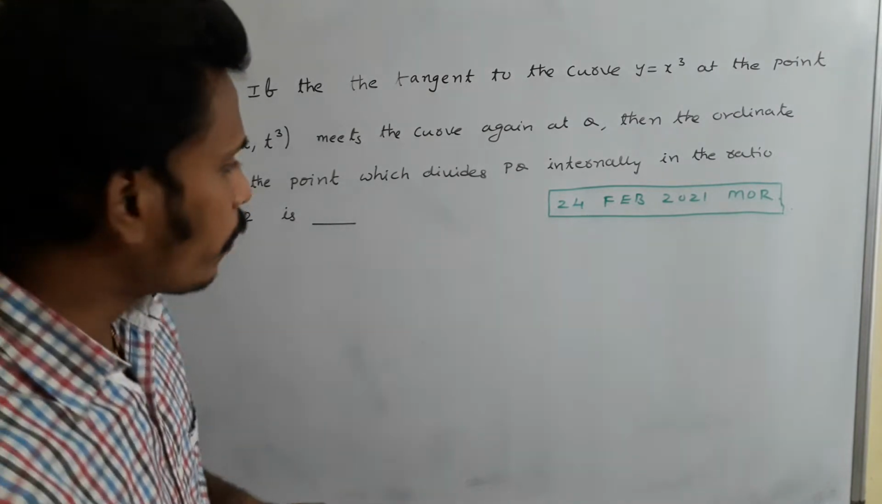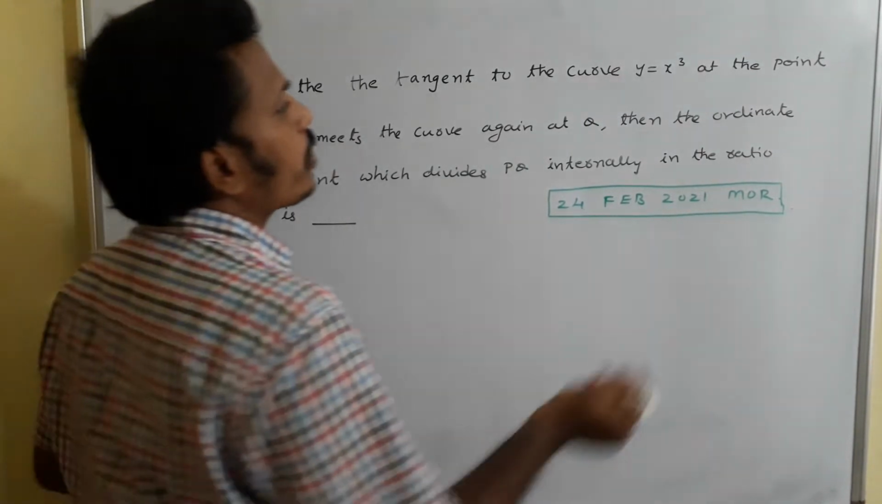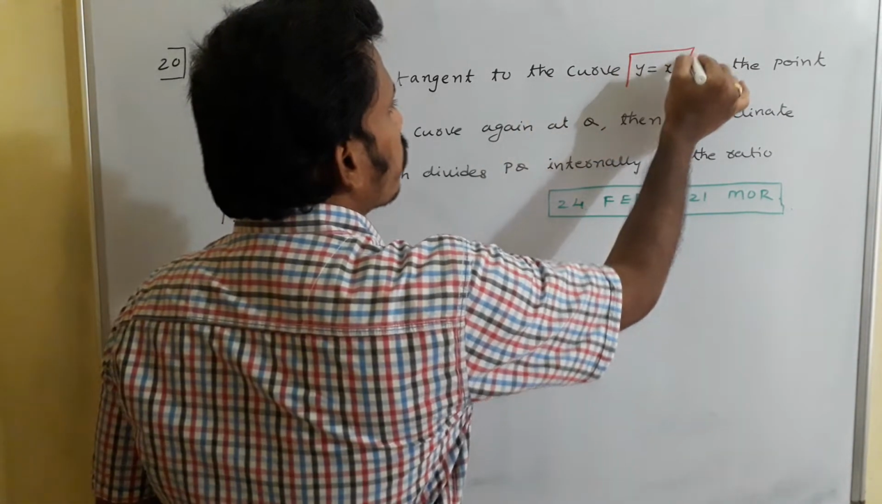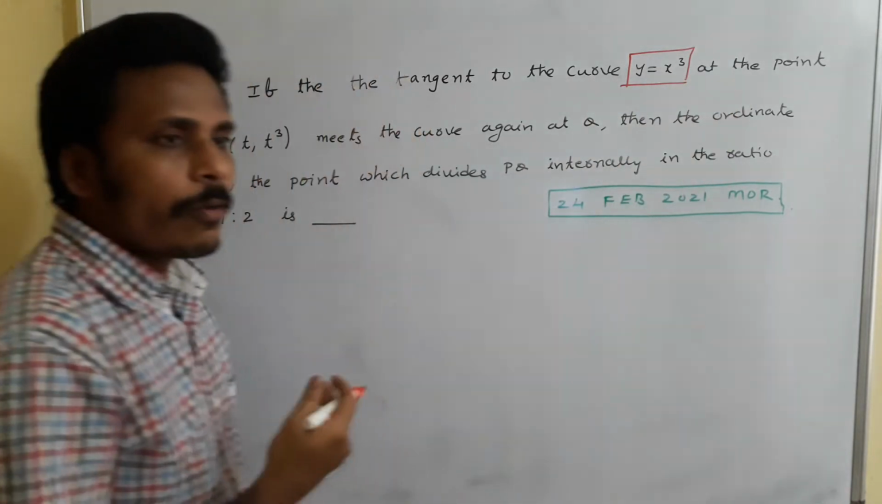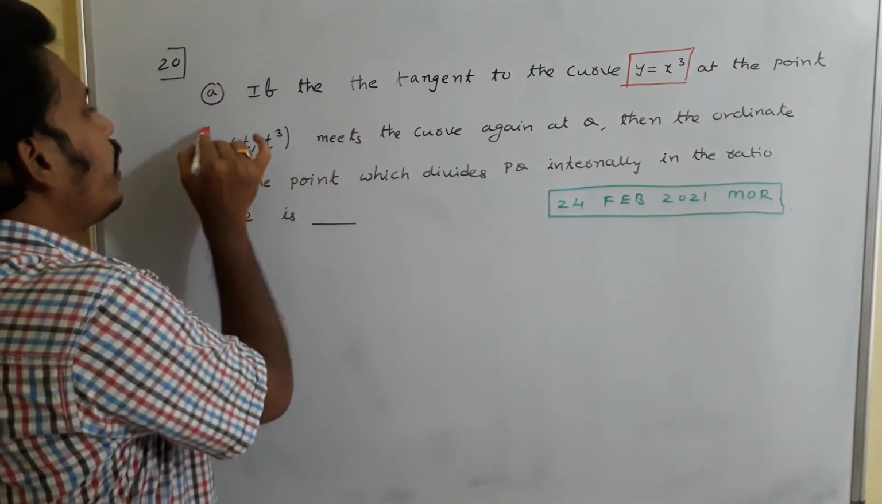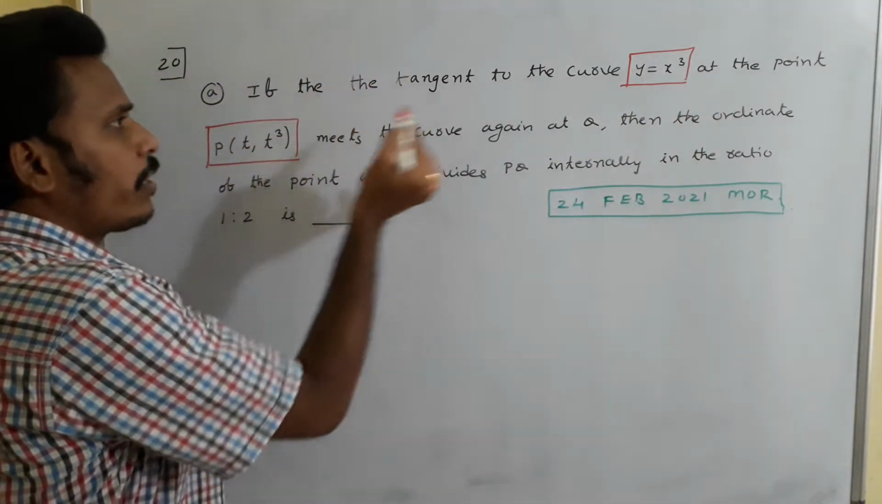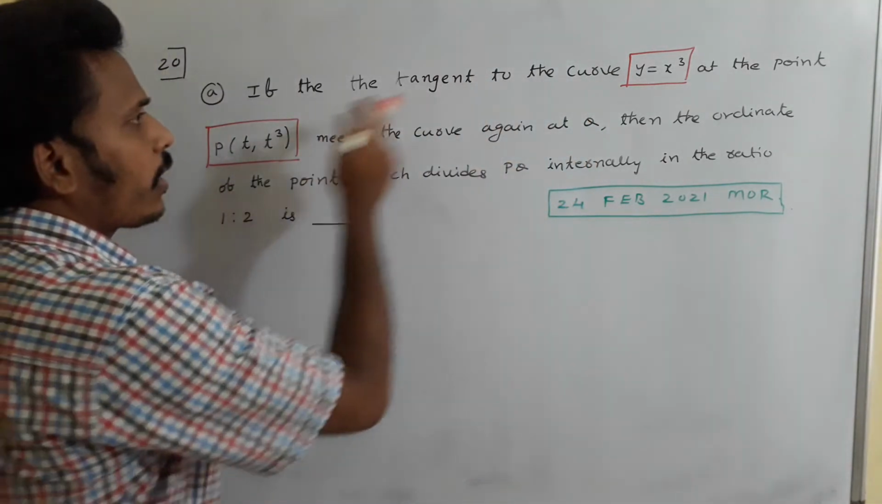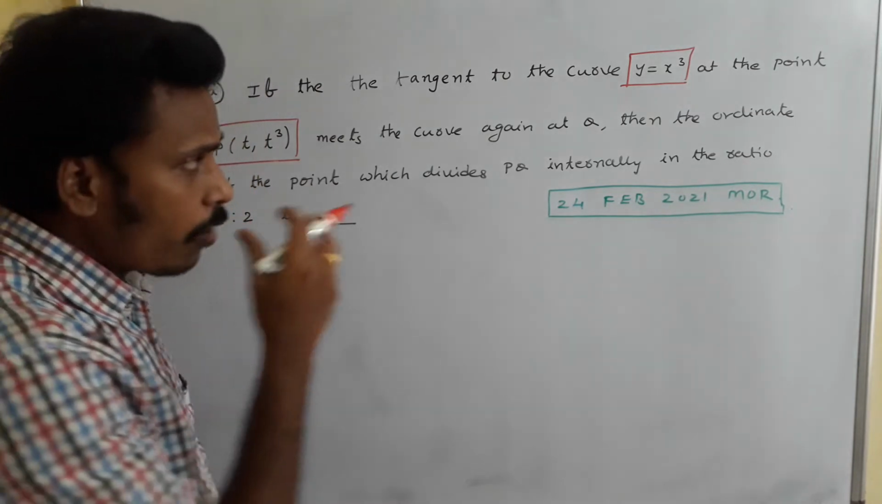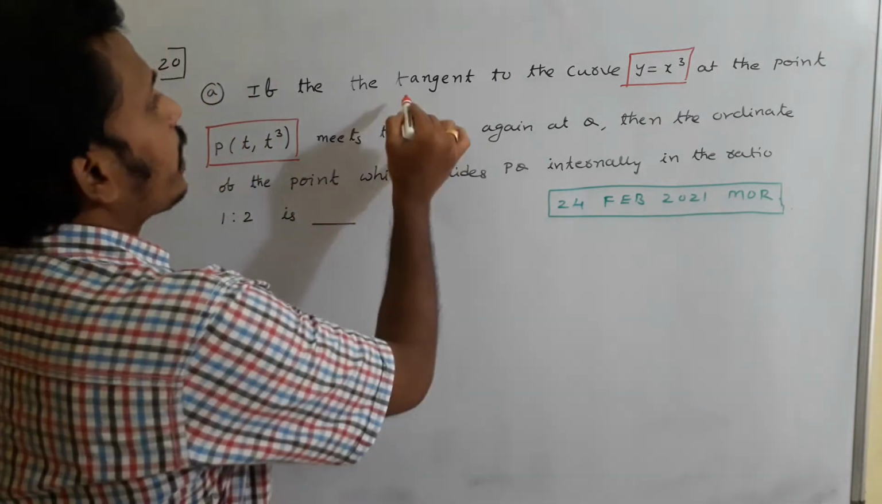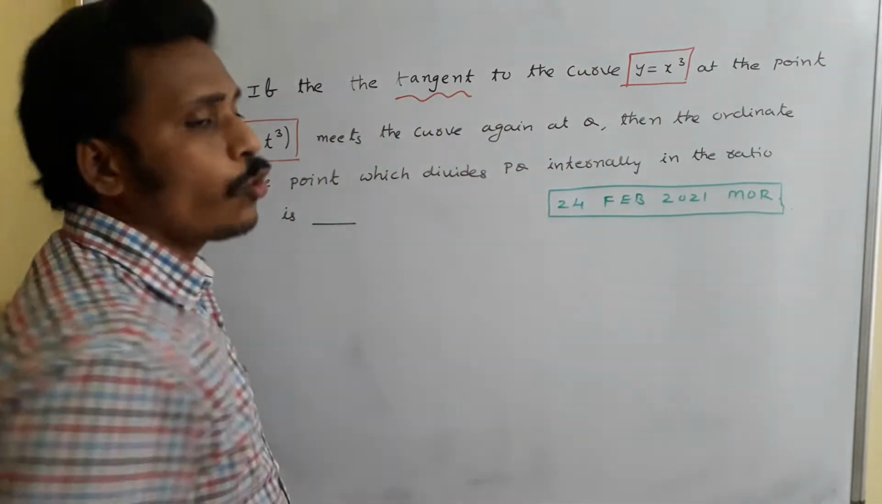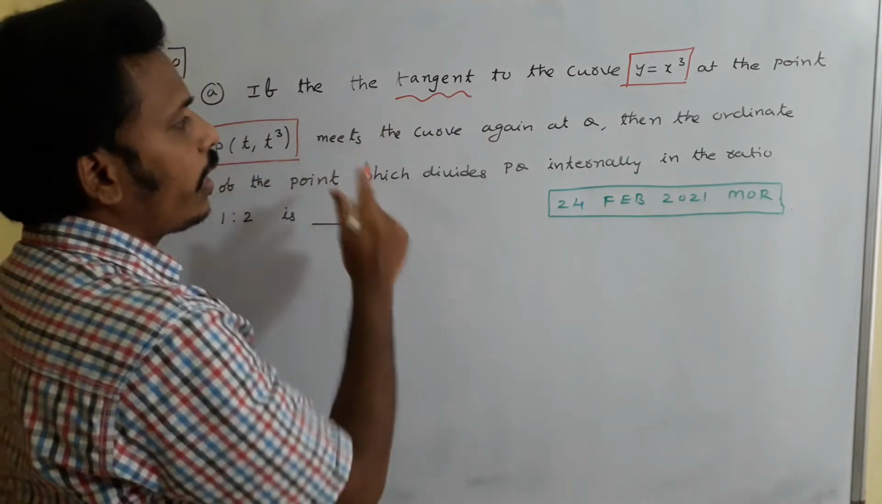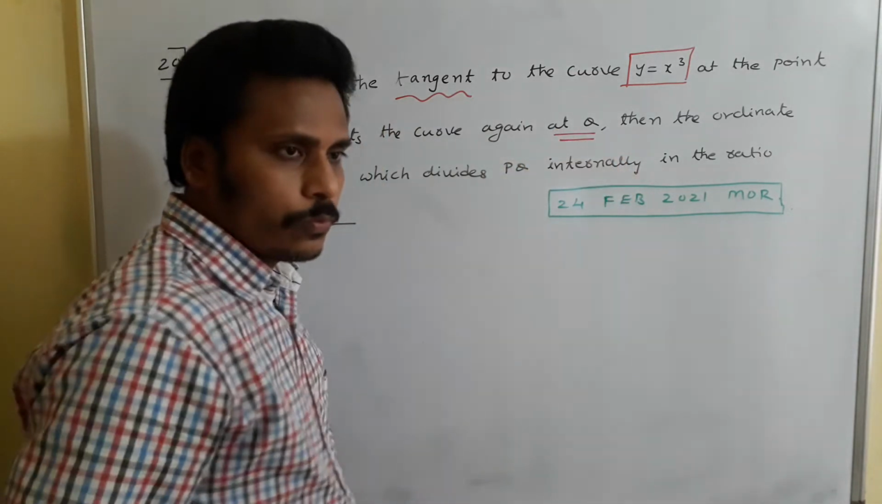See, for the problem, a curve is given and the curve is y is equal to x cube. A general point on the curve is given as P, (t, t cube). For this curve, the general point is (t, t cube), which clearly satisfies the given curve. Now, when you observe the problem, a tangent to this curve y is equal to x cube meets the curve again at a point Q, right?